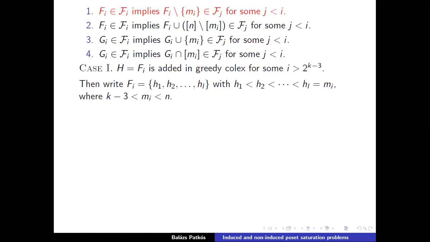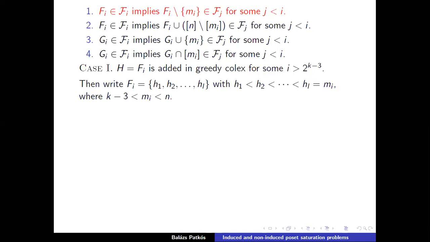So then what? Well, this is F sub i. Its elements are h1, h2, and so on, hl. So this is the largest one, this is m sub i with the notation of the previous slides. And what do we know about m sub i? We know that this is strictly larger than k minus 3. Why is it so? Because of the condition that we know that the first 2 to the k minus 3 many pairs have all the subsets of the first k minus 3 elements.